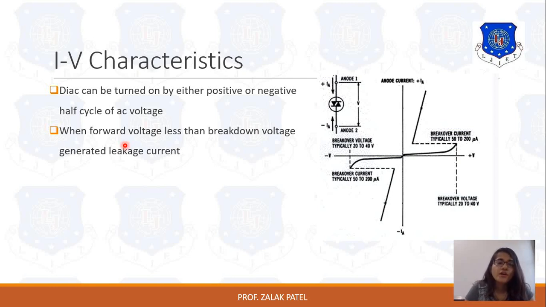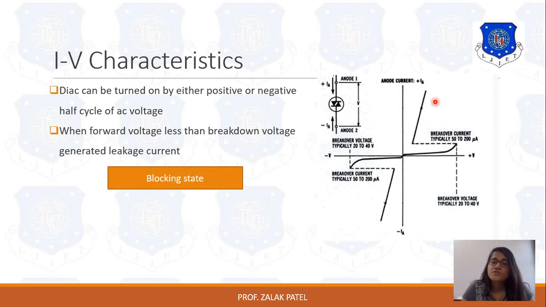Now when the applied voltage is less than the breakdown voltage, it generates the leakage current. In the first quadrant and third quadrant, when the voltage is less than its breakdown value, leakage current will start conducting. Because of this, a large number of electrons will drift towards the depletion region, and because of that it stops conducting.